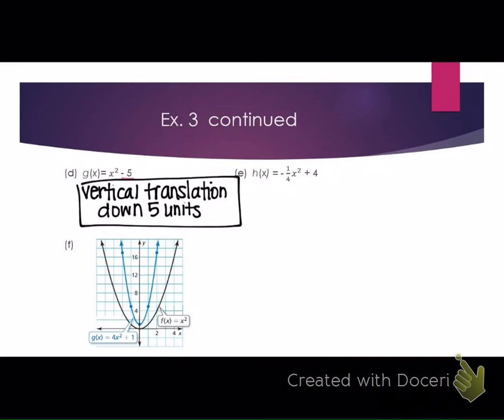All right, now letter E. How many things have been done to this parent function? 3. We've got a sign change, we've got a 1/4, and we've got a +4. So very quickly, the sign change makes it a what? A reflection. Did they change the sign of f of x or just x? F of x, which makes this a reflection across what? The x-axis. Good.